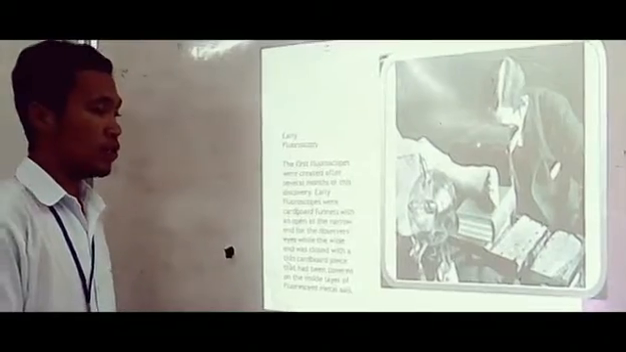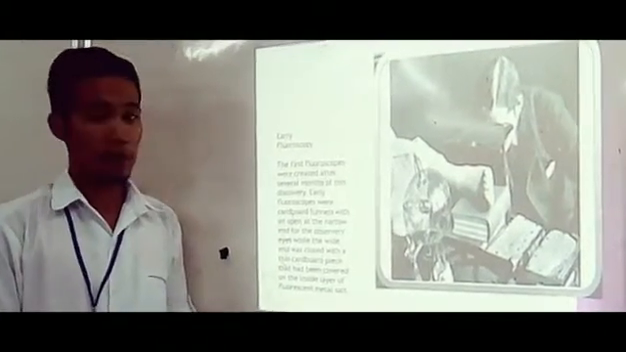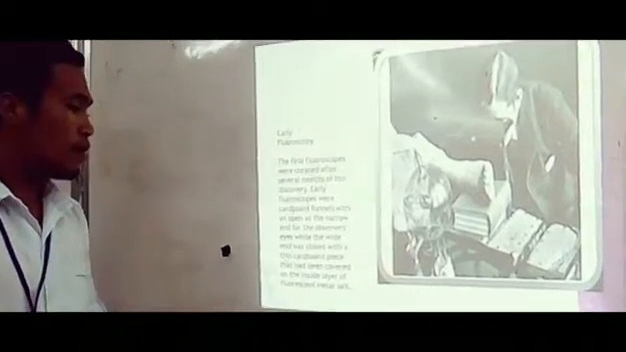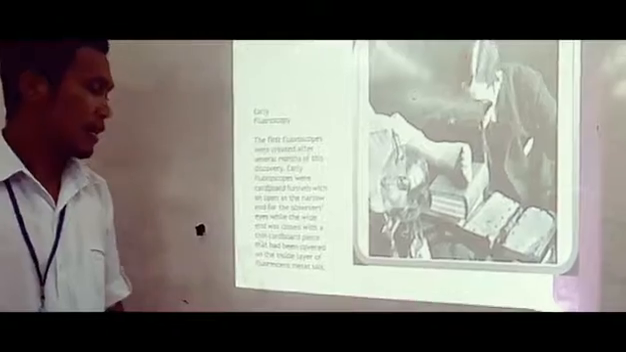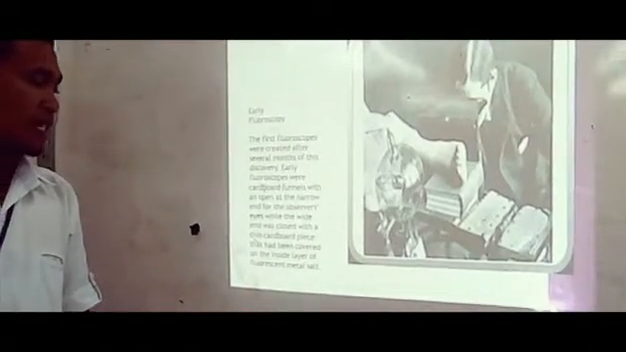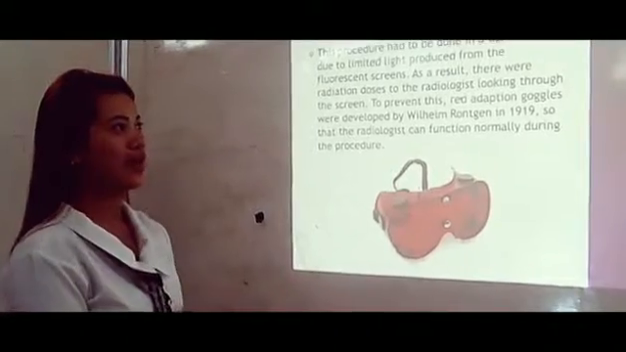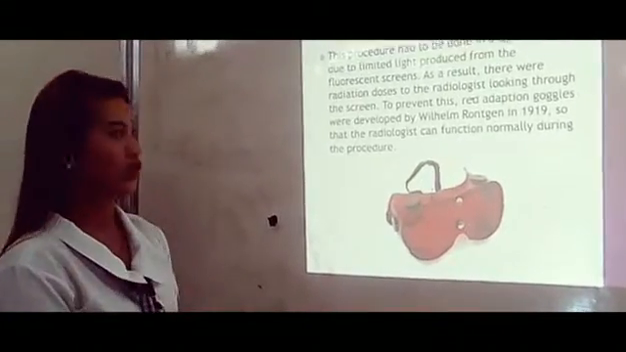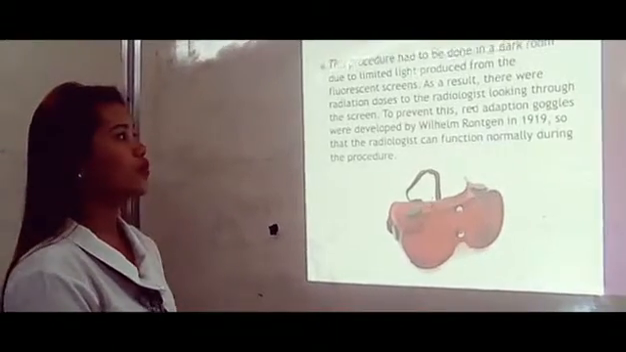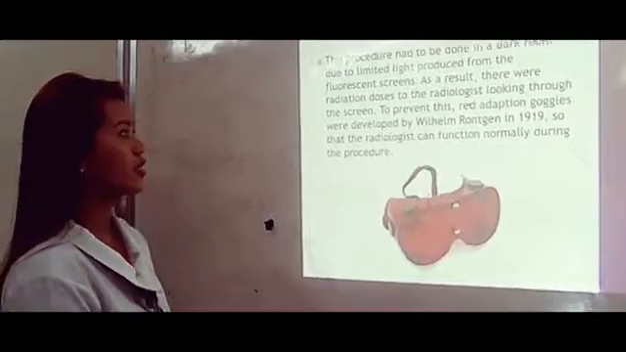Early fluoroscopes were cardboard funnels with an opening at the narrow end for the observer's eyes, while the wide end was closed with a thin piece of cardboard that had been covered on the inside layer with fluorescent metal salt. This procedure had to be done in a dark room due to the limited light produced from the fluorescent screens. As a result, there were radiation doses to the radiologist looking through the screen.